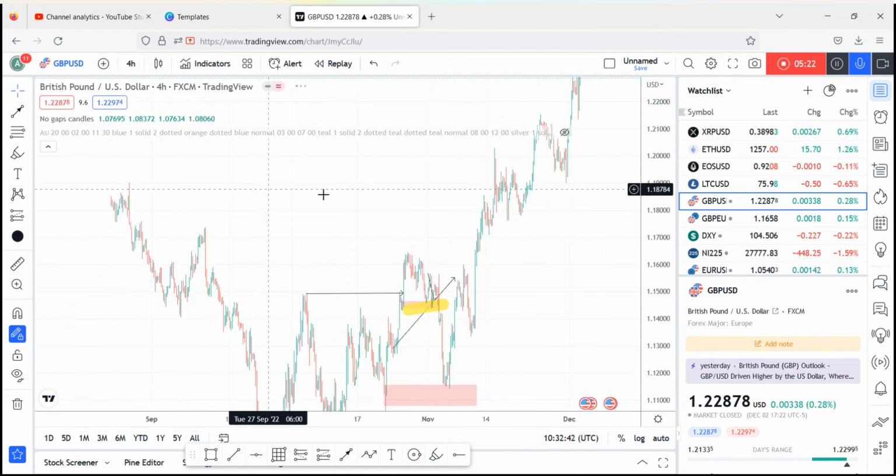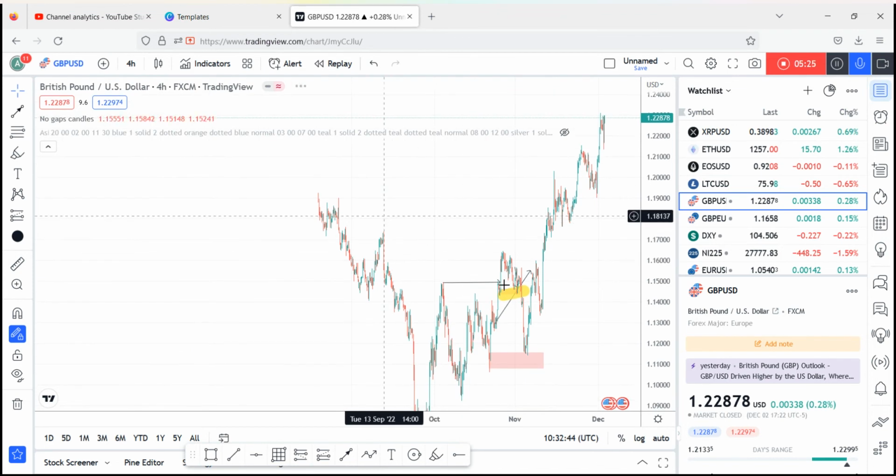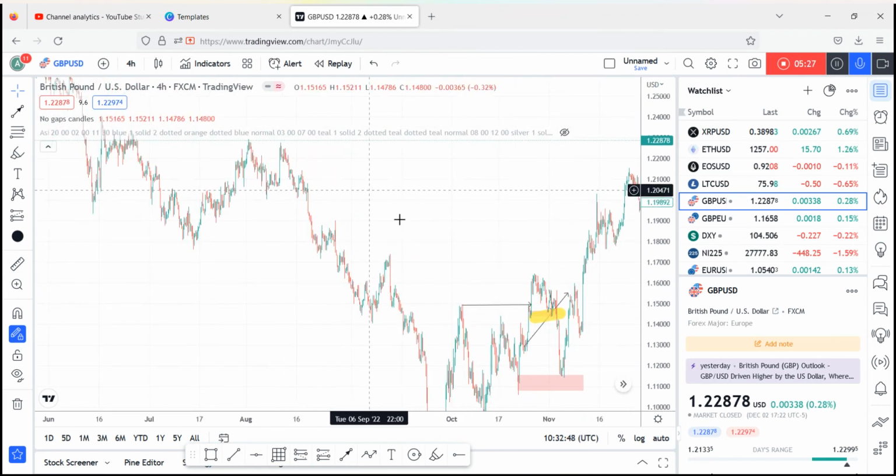So this is a 4 hour chart. So from here, market was bearish.